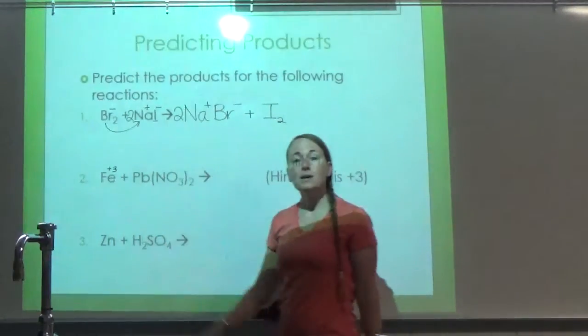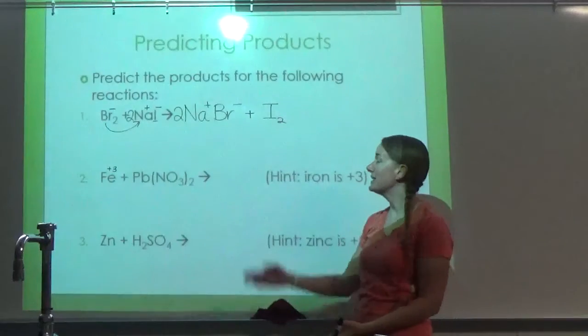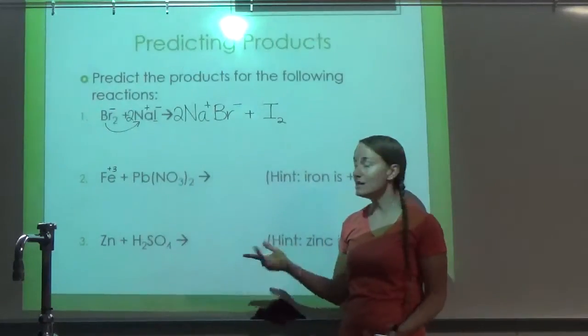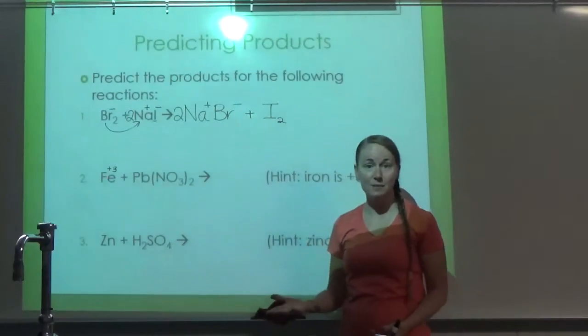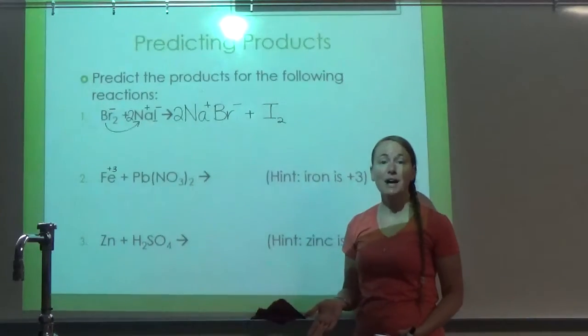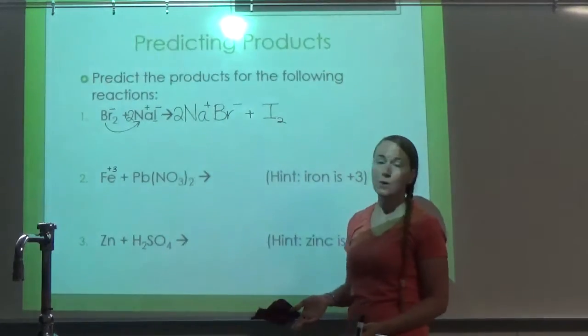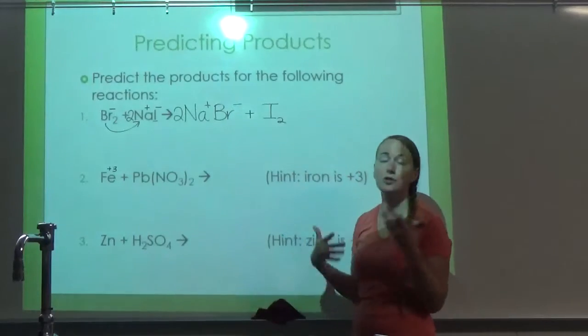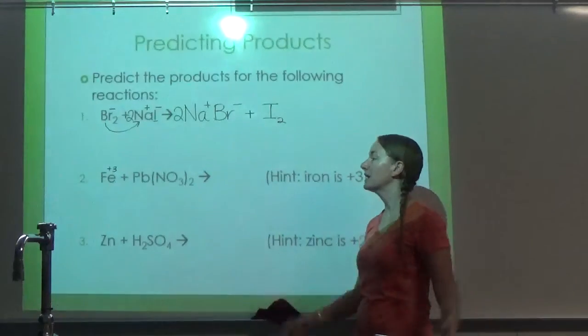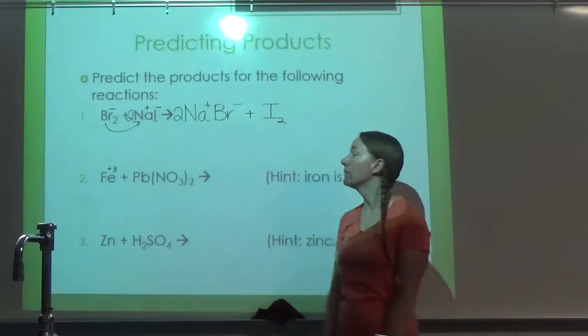Now, lead, Pb, can also have multiple charges, but I didn't tell you what the charge is because you can figure it out since it's bonded to something. So you may want to get your polyatomic ion sheet out. If you need one, there is one on my website, or you can just Google it. I did not create the polyatomic ions, so you can find them anywhere.